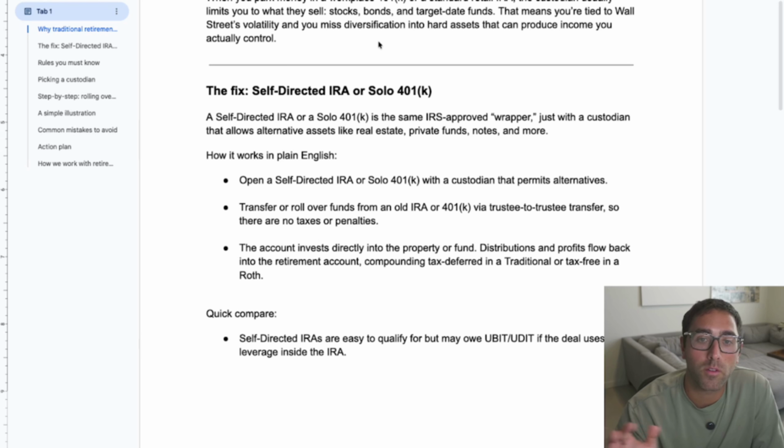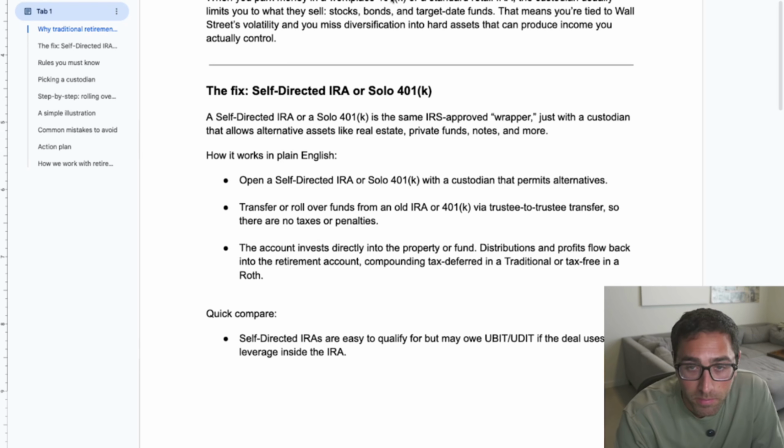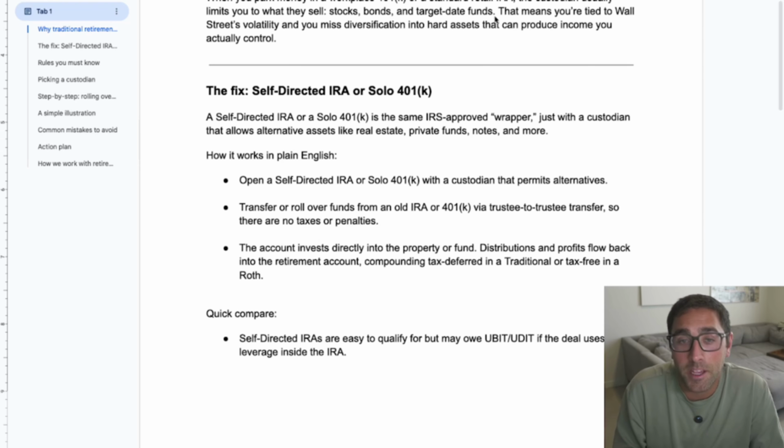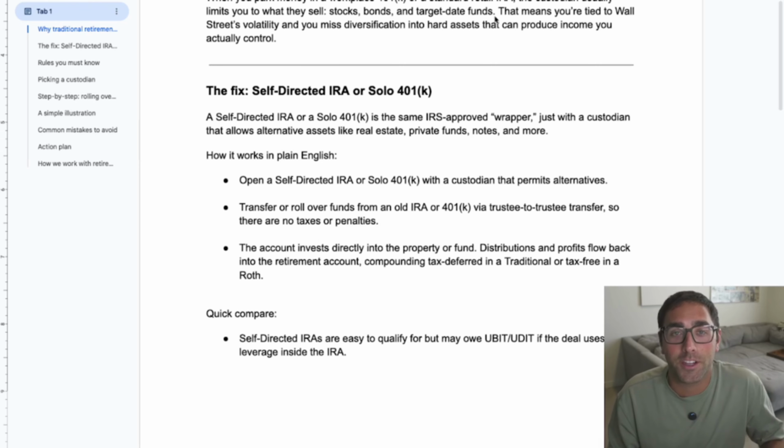So first I want to go over why traditional retirement accounts fall short. When you park your money in a workplace 401k or a standard retail IRA, the custodian usually limits what they can sell you: stocks, bonds, and target date funds. So most of the time when you move your money to some workplace IRA, they can only have you buy stocks and bonds, and typically they make their own funds for you to go out there and purchase.